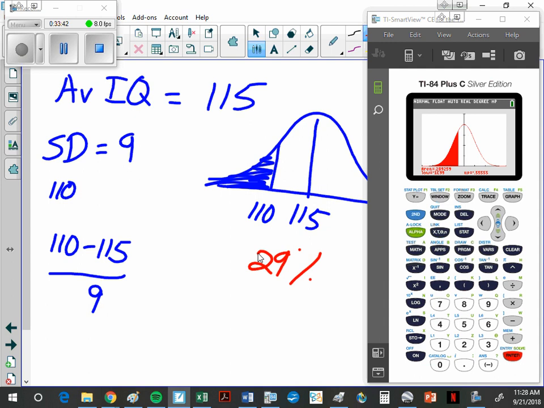Now this class is less than 100, and actually a data set this big isn't ideal. We like bigger data sets. 25 kids is really small; we prefer something much bigger.